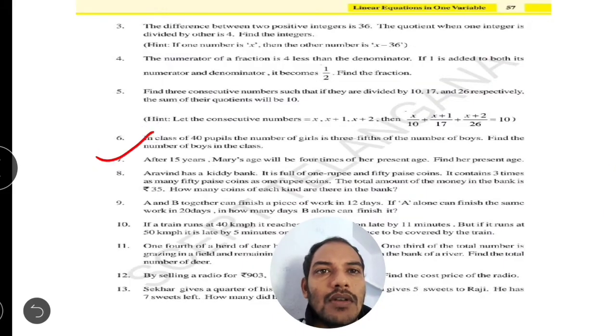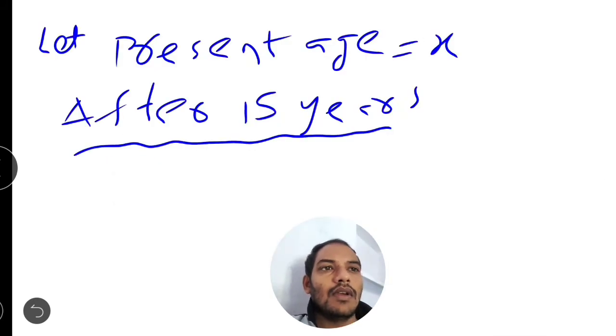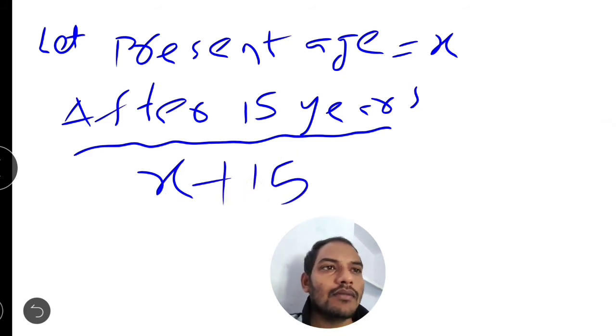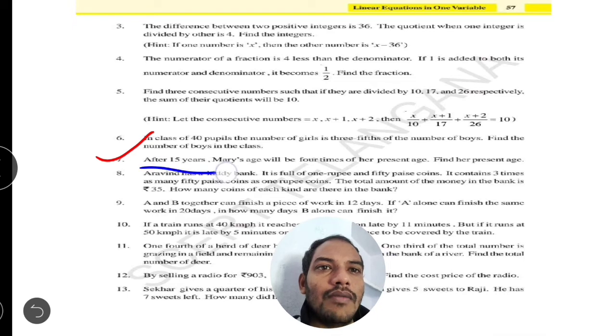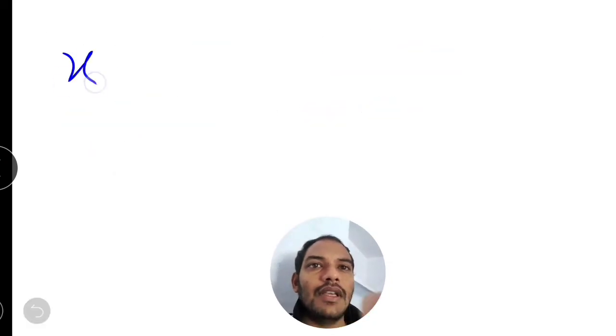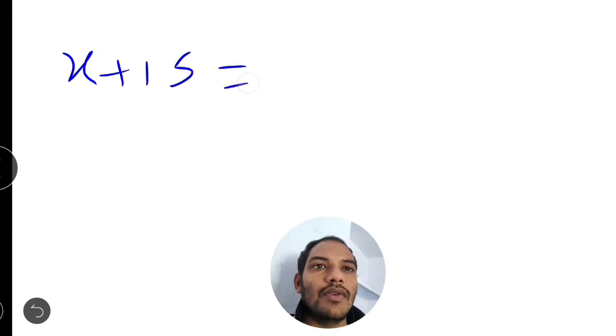Next, the 7th question. After 15 years, Mary's age will be 4 times her present age. Find her present age. Let the present age of Mary be x years. Then after 15 years, the age of Mary will become x plus 15. Now the question says that after 15 years, Mary's age will be 4 times her present age. So x plus 15 is 4 times her present age, that means 4 into x.